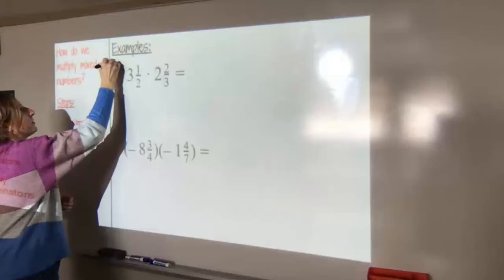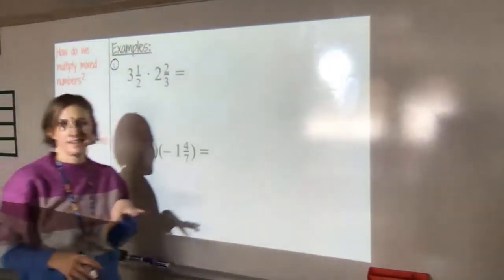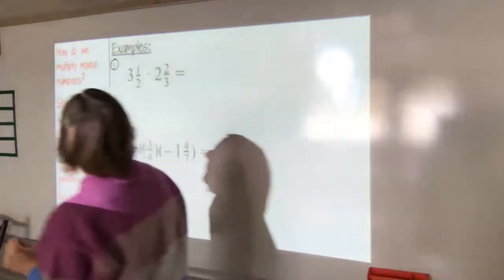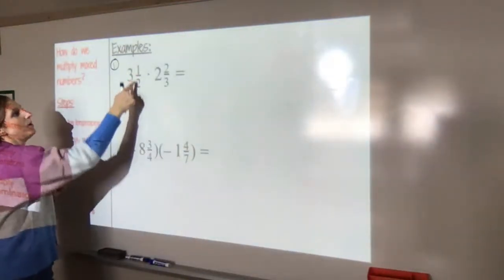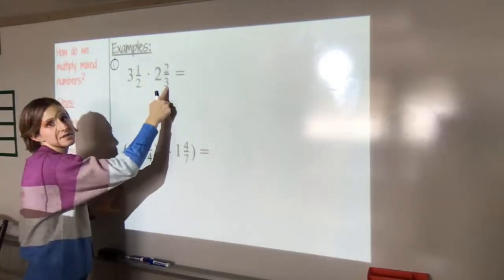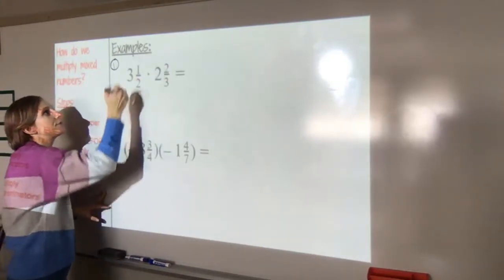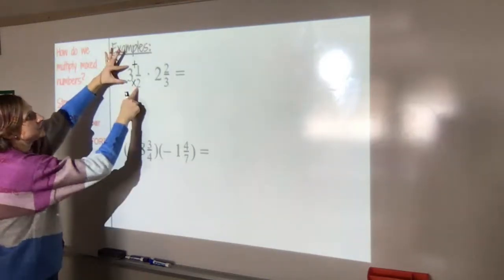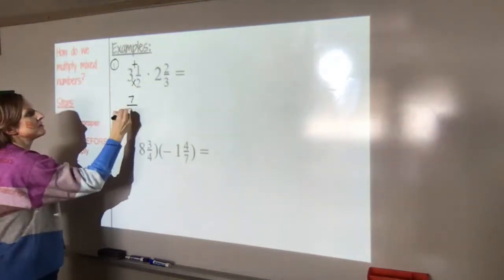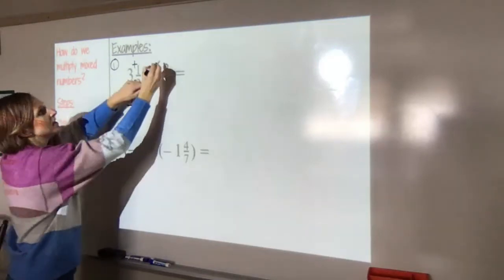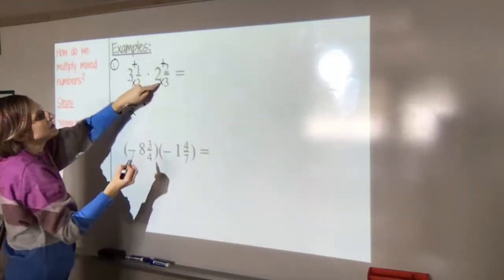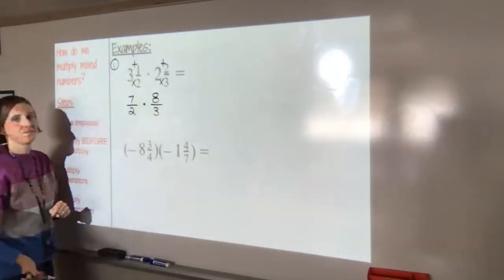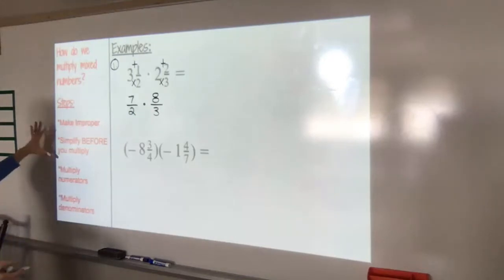Here's our first example with multiplying mixed numbers. I think I forgot to number our other examples, so I apologize about that. You can add those example numbers in. 3 1/2 times 2 2/3. We are going to first change these to improper fractions, so we're going to do the Texas. 3 times 2 is 6, plus 1 is 7. So 7 halves times, do the Texas, 2 times 3 is 6, plus 2 is 8, 8/3. Now we're going to simplify before we multiply.